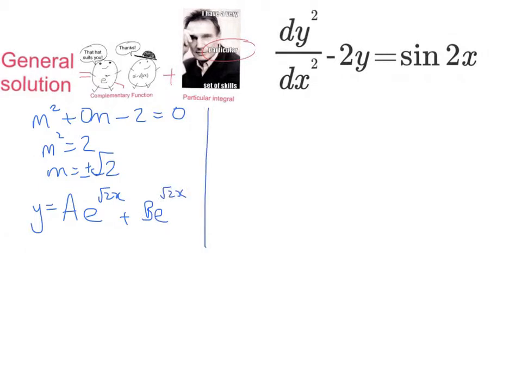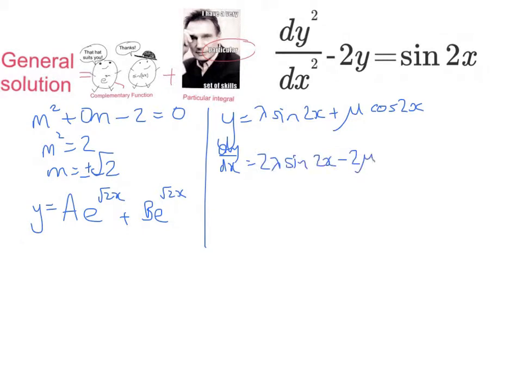Okay, now on to our particular integral. Our right-hand side is a trig function, so we're going to copy it. Sine 2x, but we don't know how many of them we need, and we know that we also are going to need some cos 2x's, otherwise it's not going to work. So we definitely need some sine 2x's and cos 2x's. Let's differentiate. So we get 2 lambda cos 2x minus 2 mu sin 2x. The derivative of sine isn't exactly sine, is it? No, it's cos. And then minus 2 mu sine 2x. And then the second derivative, d squared y by dx squared, will equal minus 4 lambda sine 2x minus 4 mu cos 2x.